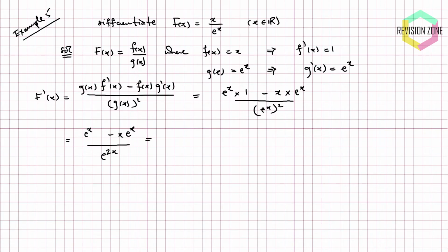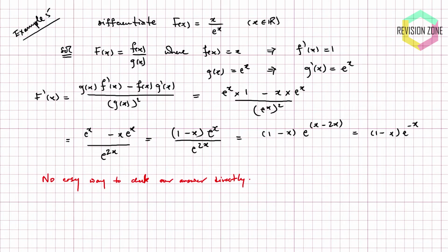But we can sort of factorize out an e to the x from the numerator, and the denominator is just going to be e to the 2x. And at this stage, because we have the same base, we can start to combine this to say, okay, it's going to be 1 minus x, and it's going to be e to the x minus 2x, which of course is nothing other than 1 minus x e to the minus x. So we've actually worked out our derivative.